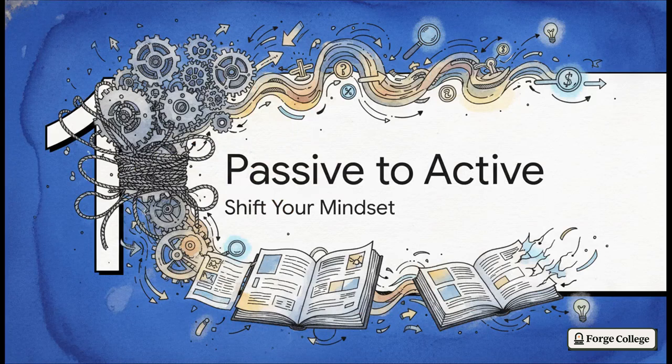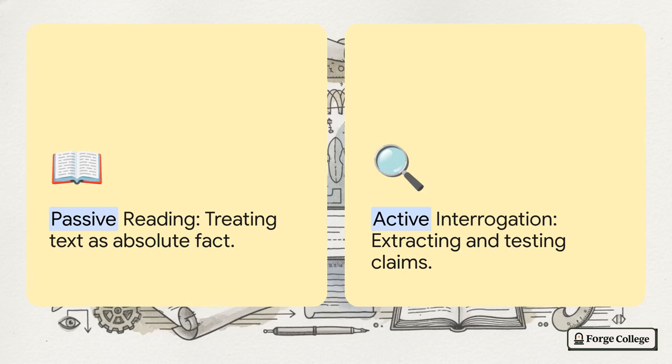Section 1. From passive to active. Okay, let's be totally honest for a second. Reading a dense, technical white paper passively, it's basically like mindlessly scrolling through the terms and conditions on a software update and just hitting accept. You're taking the author's word as absolute fact, and honestly, that's a massive trap in the Web3 space. To really understand these systems, we have to flip the script to active interrogation. We stop nodding along and instead, we extract their concrete engineering claims and put them to the test. We have to constantly ask, wait, does this actually work in the real world?